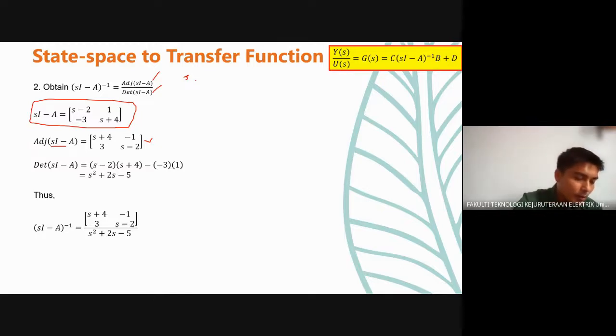Abdul Rashid, how do you want to find the adjoint of sI minus A? What is the technique that I told you? Abdul Rashid? What is the technique? Abdul Rashid, are you there, Abdul Rashid? Not there. Ahmad Aiman.